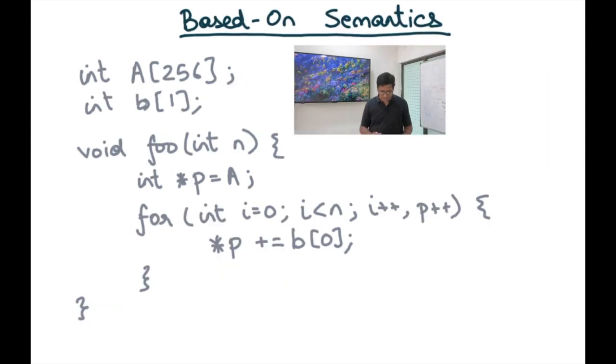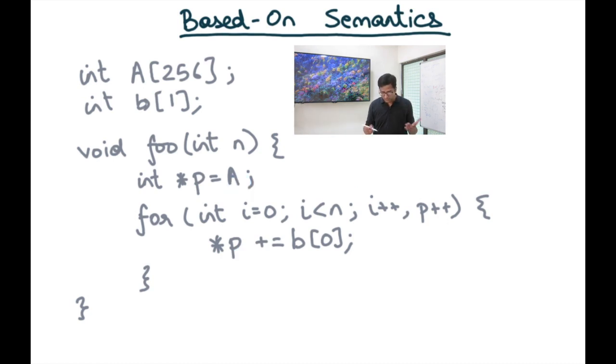Here's another example. Let's say I have an array A which has size 256 and another small array B which has size 1, and I initialize a pointer P to A, and then I have a loop from i equals 0 to n, and I'm also incrementing P every time, and I'm saying *P plus equals B[0]. This is very similar to the example that we've seen before, but here instead of explicitly dereferencing A[i], I'm maintaining another pointer P. And in this case, the semantics are that because P is based on A and I'm incrementing P any number of times, irrespective of how many times I increment P, it should never happen that P points outside of A.